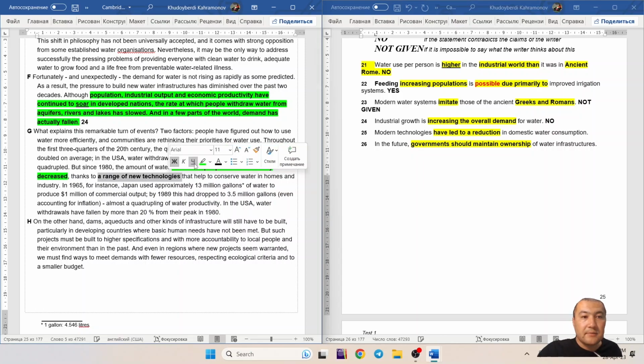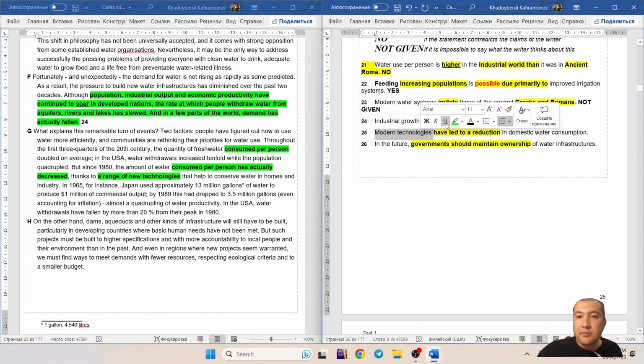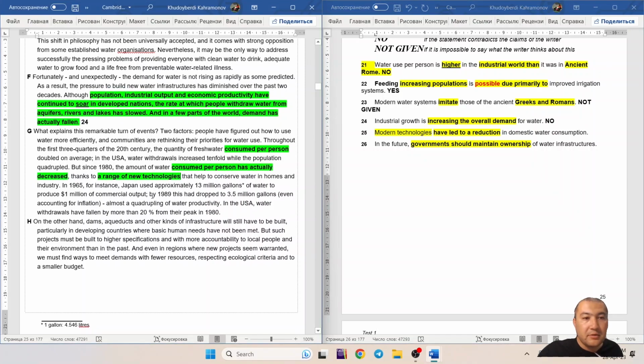Range of new technologies. Here, modern technologies help to conserve water in homes and industry. In 1965, for instance, Japan used approximately 13 million gallons of water to produce 1 million of commercial output. By 1989, this had dropped. So there was a drop here, and water withdrawals have fallen by, right? And here there's a word, reduction. So we have a word drop, which means it's 25th, evidence.